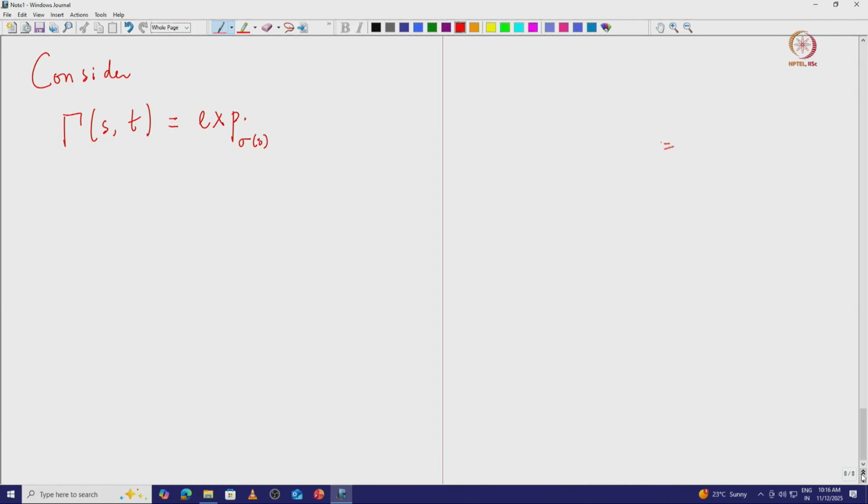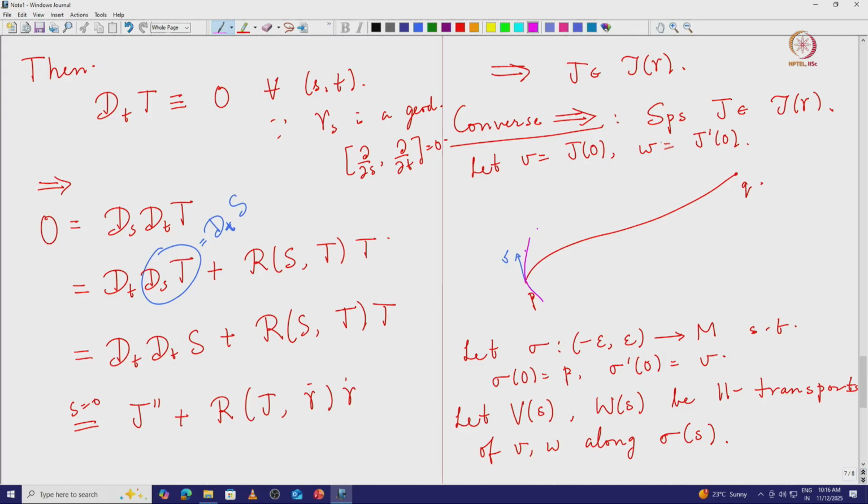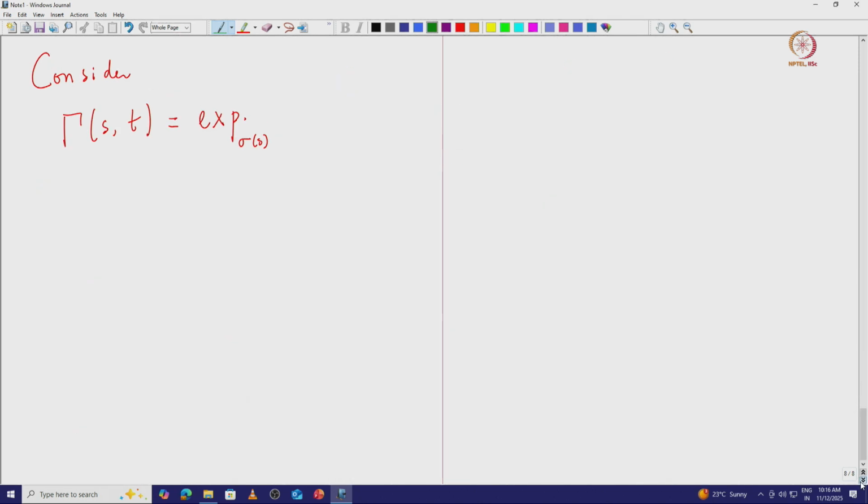Going back to the picture, you are at this point sigma of S, you have these vectors V of S and W of S. You take the exponential map of some linear combination of V of S and W of S. That is going to be our curve little gamma S of t. So more formally you take the exponential map at sigma of S of t times V of S plus S times W of S.